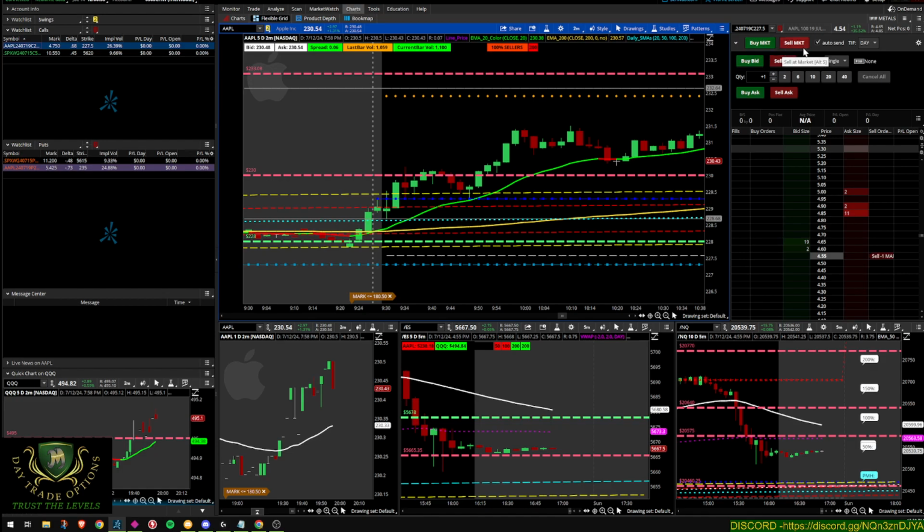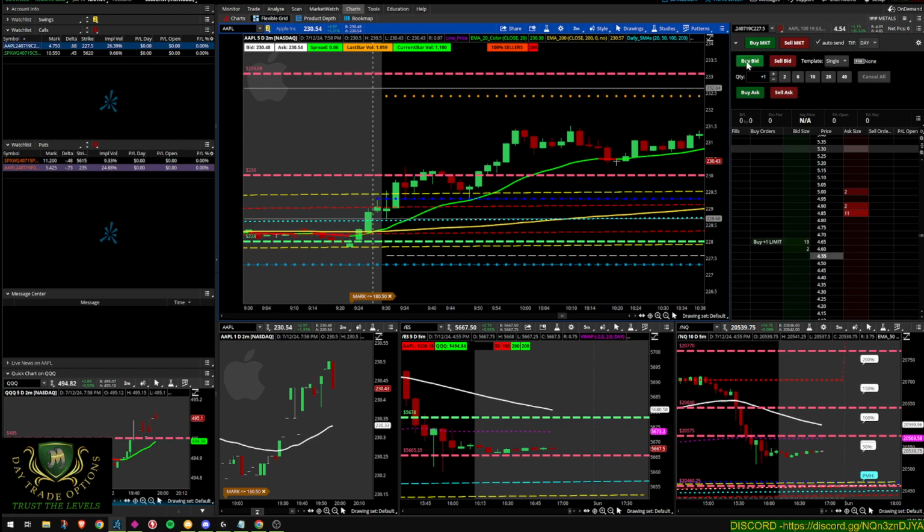Now I have buy market, buy ask, sell ask, buy bid, sell bid. So I do use these. I use the buy bid and sell ask sometimes. However, I typically always do buy market and sell market. The area where I use buy bid and sell ask is usually when I'm trading SPX, honestly.